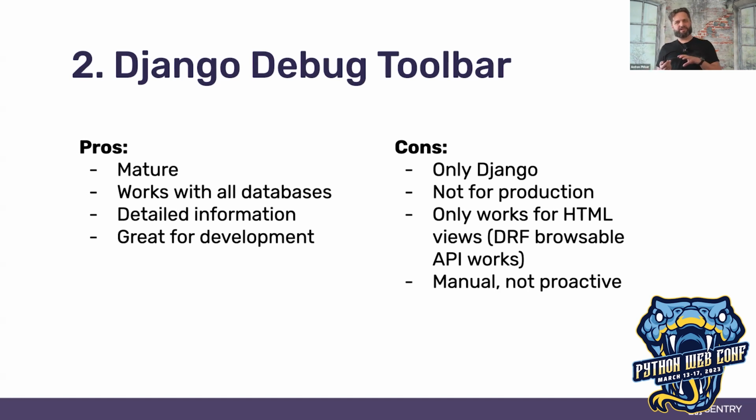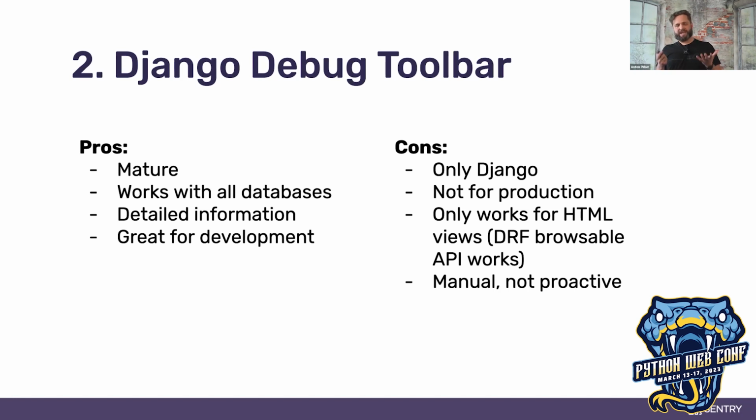But nowadays, every website is basically an API and some front-end framework. But if you use Django with the Django REST framework, the Django REST framework has a browsable API where you can go to every one of your API endpoints and you get an HTML response. And Django Debug Toolbar works with this, so you can use it also with Django REST framework.